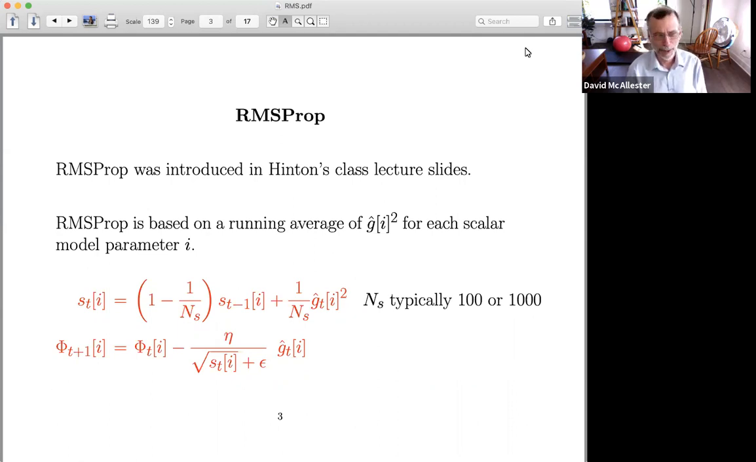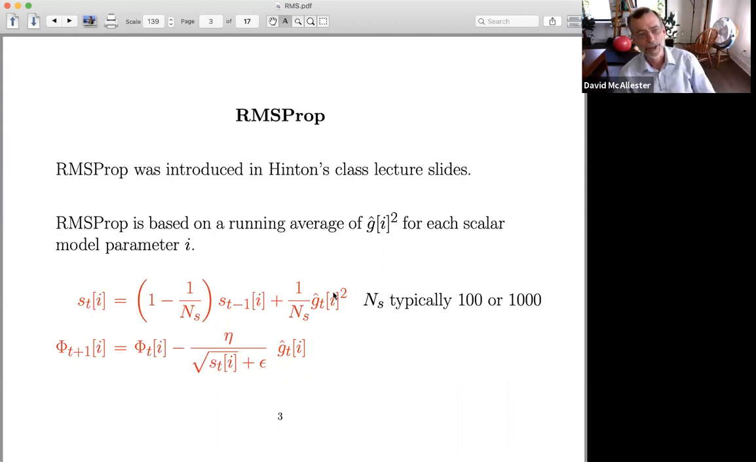Okay, so RMSProp is based on a running average of the squared value of the gradient of a particular parameter. So if you look at a particular scalar parameter, the gradient of the loss with respect to that parameter is a scalar. And we're writing that scalar as the gradient estimate for parameter i. And we're going to take a running average of the square of that particular parameter gradient estimate.